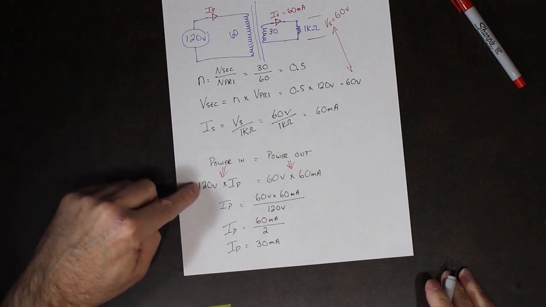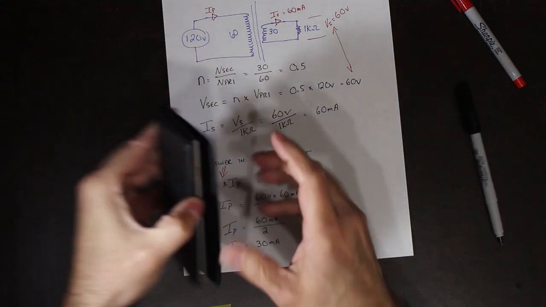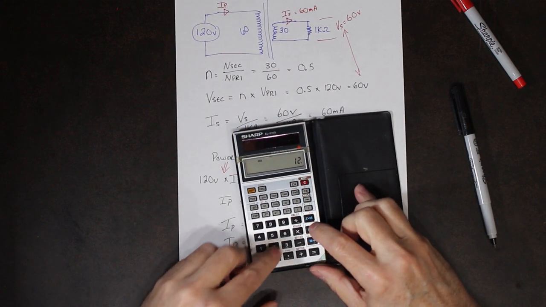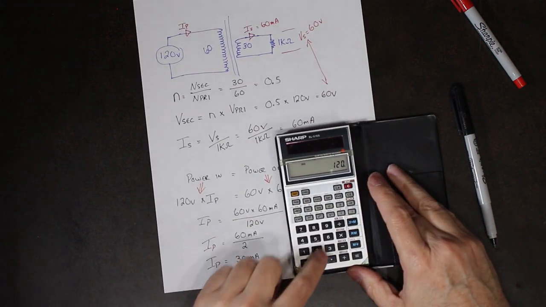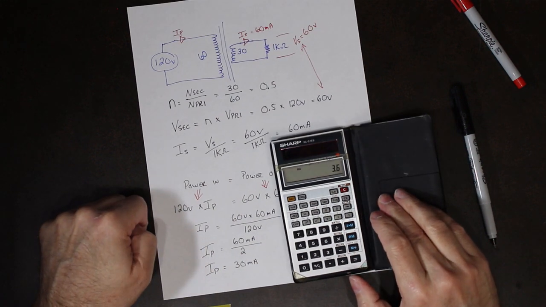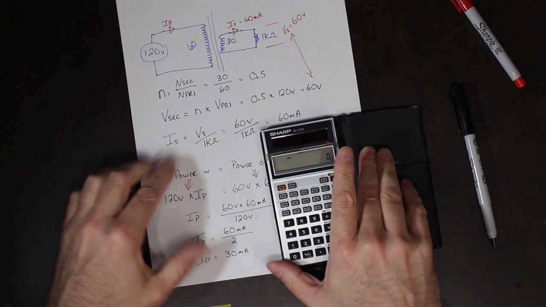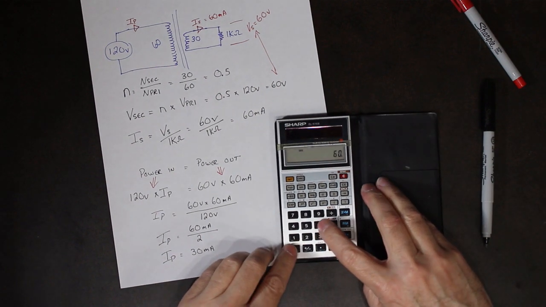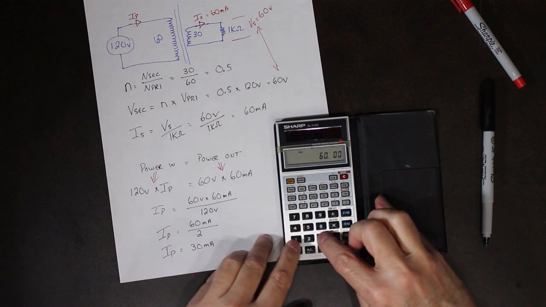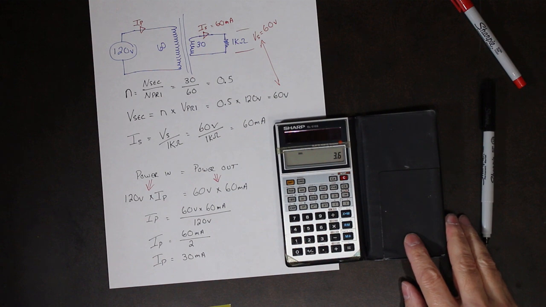If I take 120 volts multiplied by 30 milliamps, I take my calculator and do 120 volts times 30 milliamps, it equals 3.6 watts. If I take 60 volts times 60 milliamps, I get 3.6 watts.